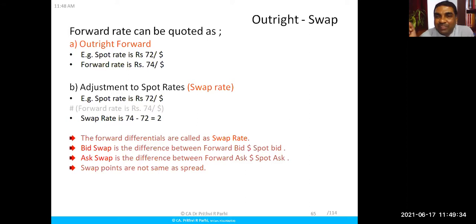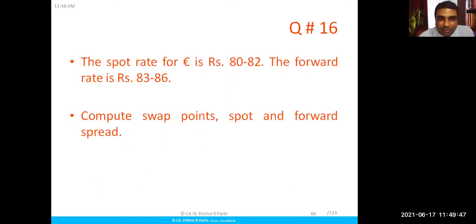Does anyone remember the difference between ask and bid? Spread. That is spread. Coming to swap points, there can be a bid swap and an ask swap. Two kinds of swaps are there, which we had already discussed in our previous class. We also solved this particular question. Spot rate of euro is 80, 82. Forward rate is 83, 86. You can find out the swap points.